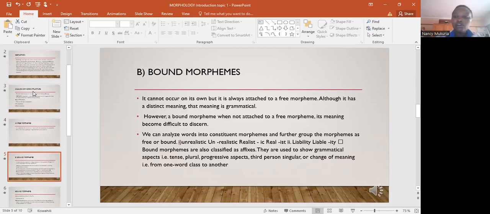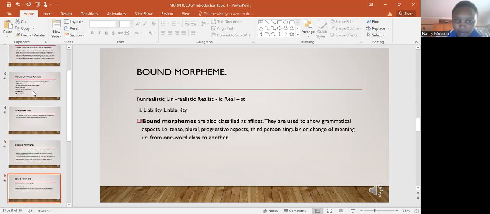And the next one, the bound morpheme. It cannot occur on its own, but it is always attached to a free morpheme. They cannot be on their own, although it has a distinct meaning. That meaning is grammatical. However, a bound morpheme, when not attached to a free morpheme, its meaning is difficult to discern. You cannot know a bound morpheme unless it has a free morpheme. We can analyze words into constituent morphemes and further group morphemes as free or bound.